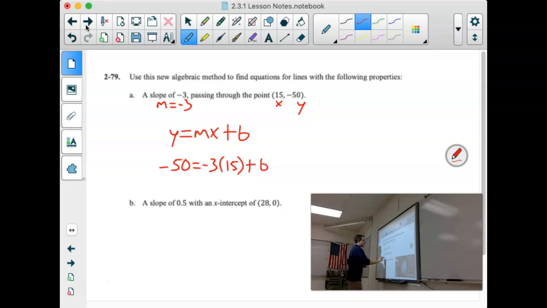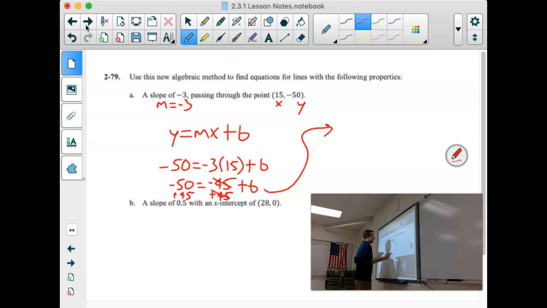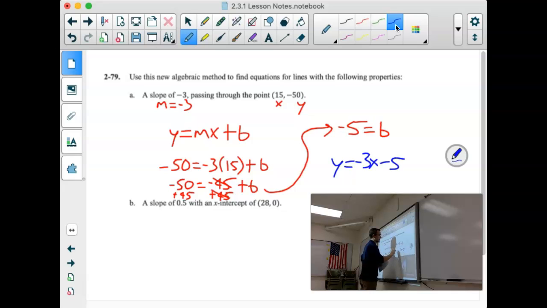So from here we've got to multiply first. We've got negative 50. Negative 3 times 15 is equal to negative 45 plus our b value. So from here we've got to add 45 to both sides. So those cancel. So negative 50 plus 45 should leave us with negative 5 is equal to our intercept. So if we plug that all in, we should get our final equation here to be y is equal to negative 3x minus 5.